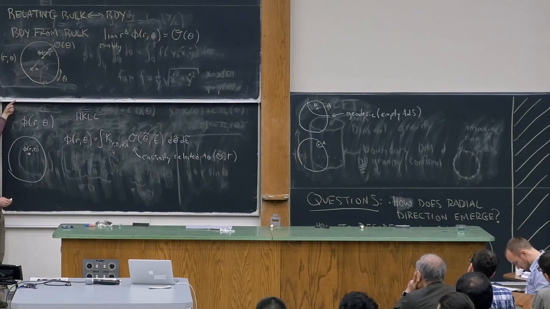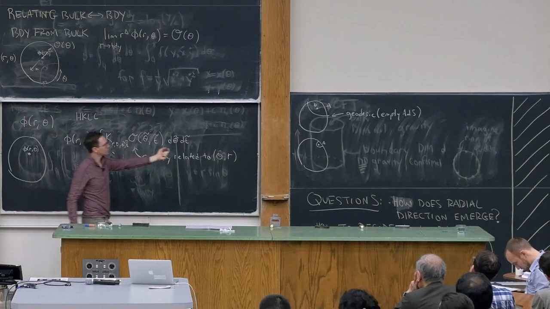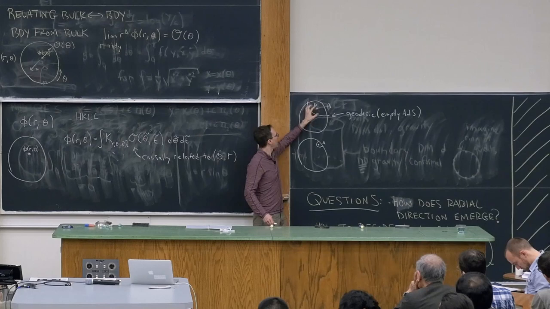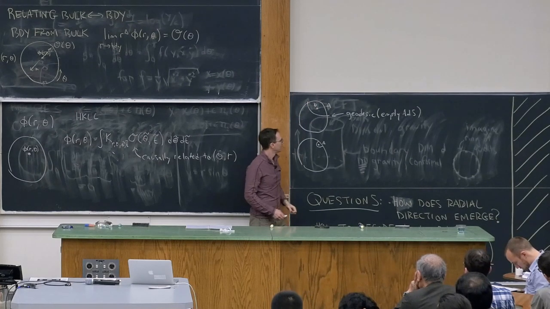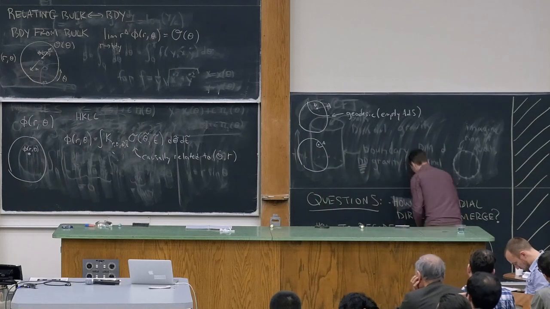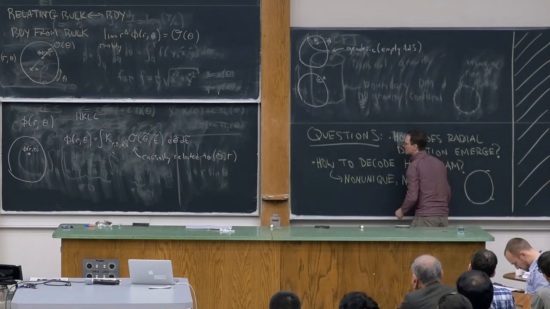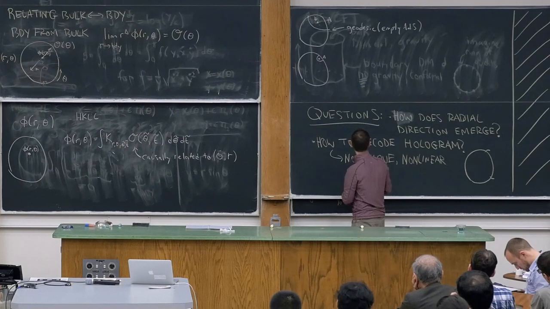If we push a bulk observable all the way out to the boundary, it just becomes an observable at a given point. So when you start to move it in, it gets smeared over a larger and larger region. Okay? That's all well and good.